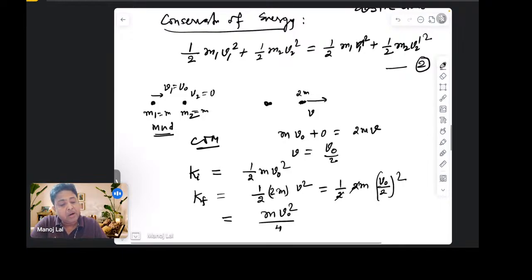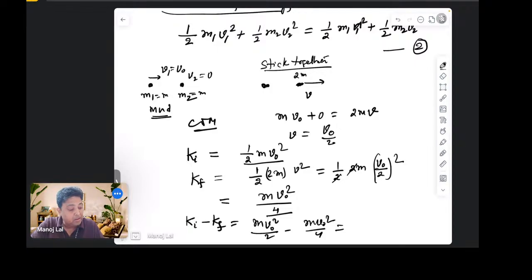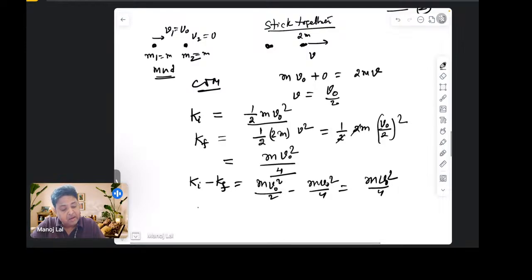So what we said, that's a mud ball and they stick together after collision. So kinetic energy is lost. There is a loss in kinetic energy. And what is the loss in kinetic energy? K initial minus K final. That is m v naught square by 2 minus m v naught square by 4, that is m v naught square by 4.